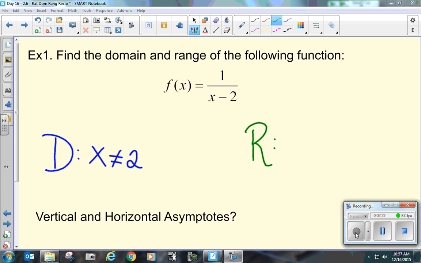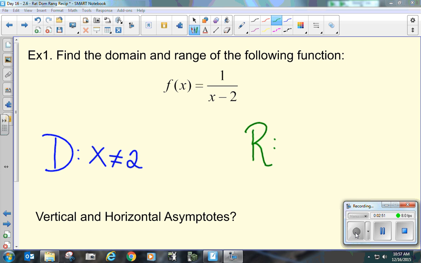And if I put in anything besides 2 for x, what can I possibly get out? What can be my output? My f of x or my y? It's close. You can get a positive value, right? Because what if I made x 4? That would be a positive value. What happens if I made x 1? It'll be negative, so you get positive and negatives. What if I made x a 0?